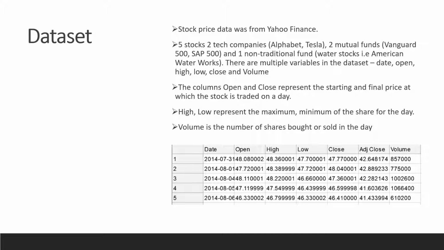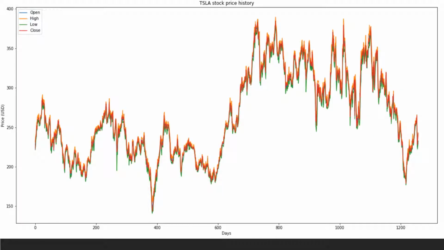The data comes with multiple variables, that is date, open, high, low, close, and volume. As you can see in the data frame given below, open and close represent the starting and the final price at which the stock is traded in the day. High and low represent the maximum and the minimum for the day, and volume is the number of shares bought or sold on that day.